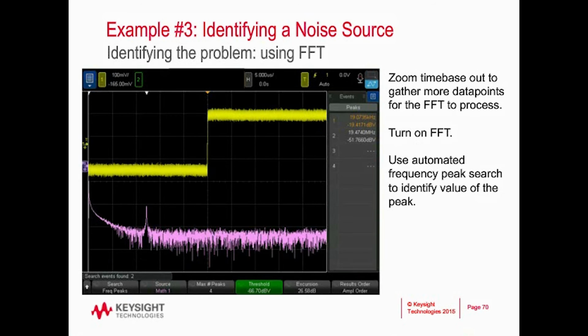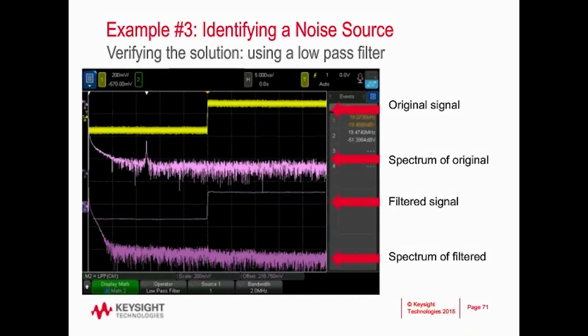By turning on the FFT math function, we see a clear spike appearing in a very, very high frequency range of the spectrum, and we can use the automated frequency peak search to identify the noise as around 20 megahertz, with our clock signal being 1 kilohertz, much slower. So now that we know the source of the noise, we can design a filter to remove the noise, but we can also use the oscilloscope to test what filter cutoff frequency we'd like to use.